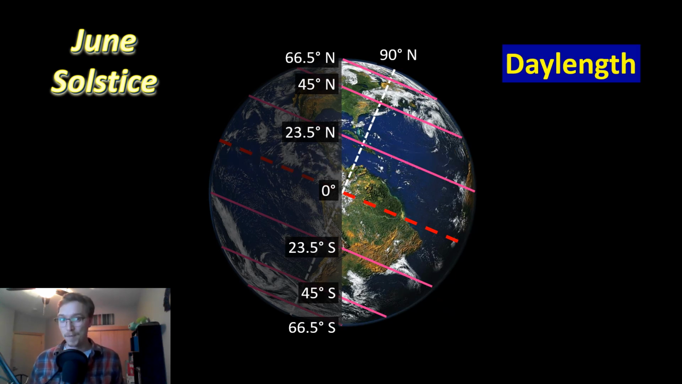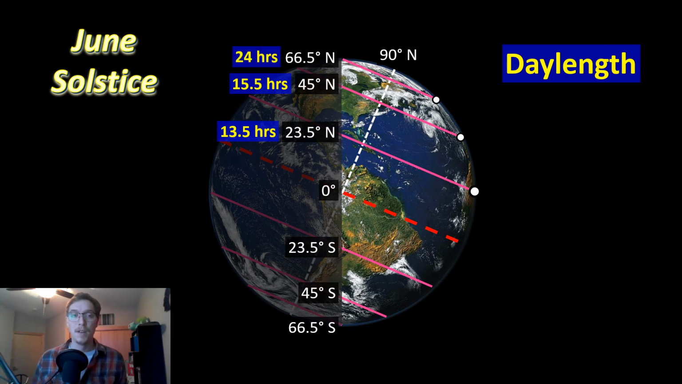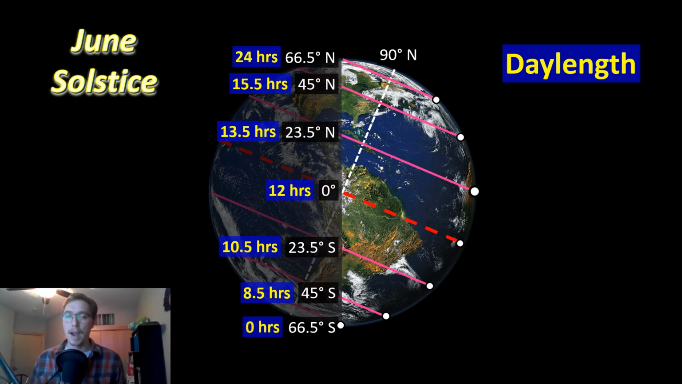Day length, same concept, 13.5, 15.5 at 45, 24 hours if you're in the Arctic Circle, 12 hours at the equator, 10.5 hours at 23.5 degrees south latitude, the Tropic of Capricorn, 8.5 hours at 45 degrees, the shortest day of the year in the southern hemisphere, and 0 hours of sun if you're past 66.5 degrees south latitude.